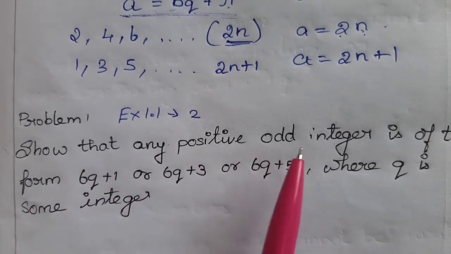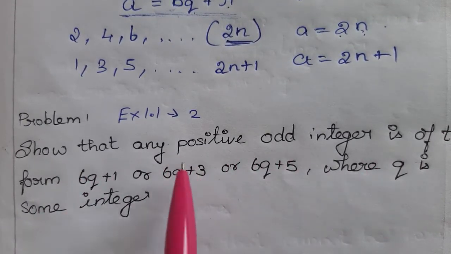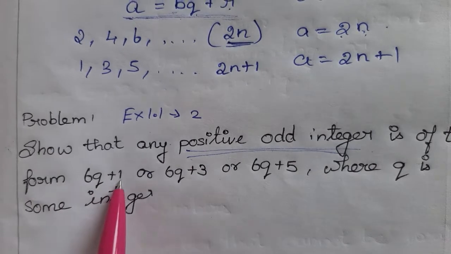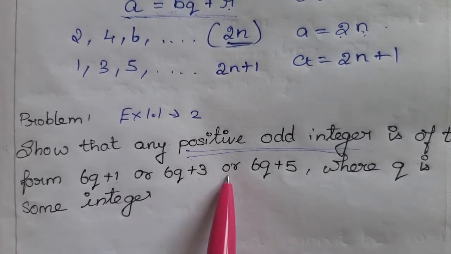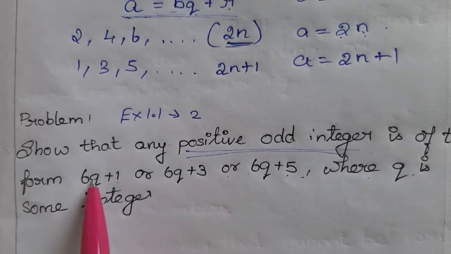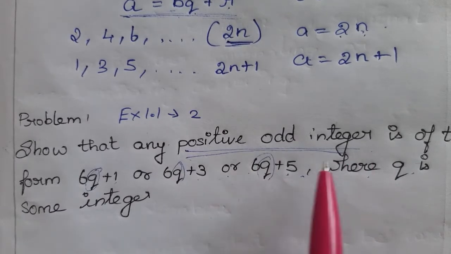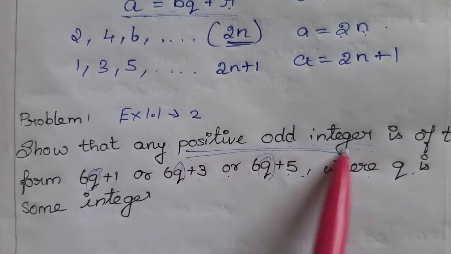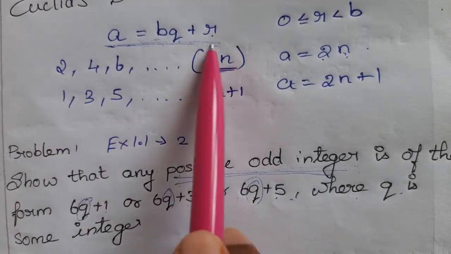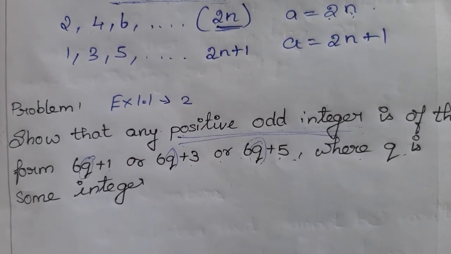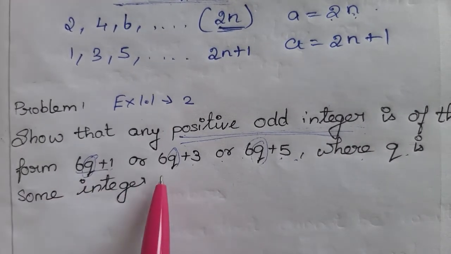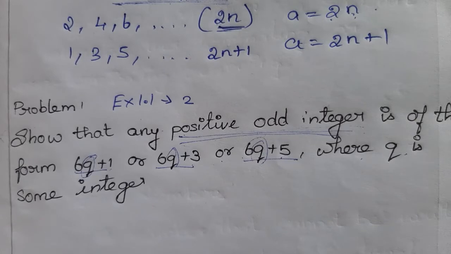Show that any positive odd integer is of the form 6q plus 1, or 6q plus 3, or 6q plus 5, where q is some integer. This q can be any integer. So we can express any positive odd integer in this form. How do we express an even number? Any even number we can express in the form 2n, right? Similarly, this question says we have to show that any positive odd integer can be expressed in the form 6q plus 1, 6q plus 3, or 6q plus 5.